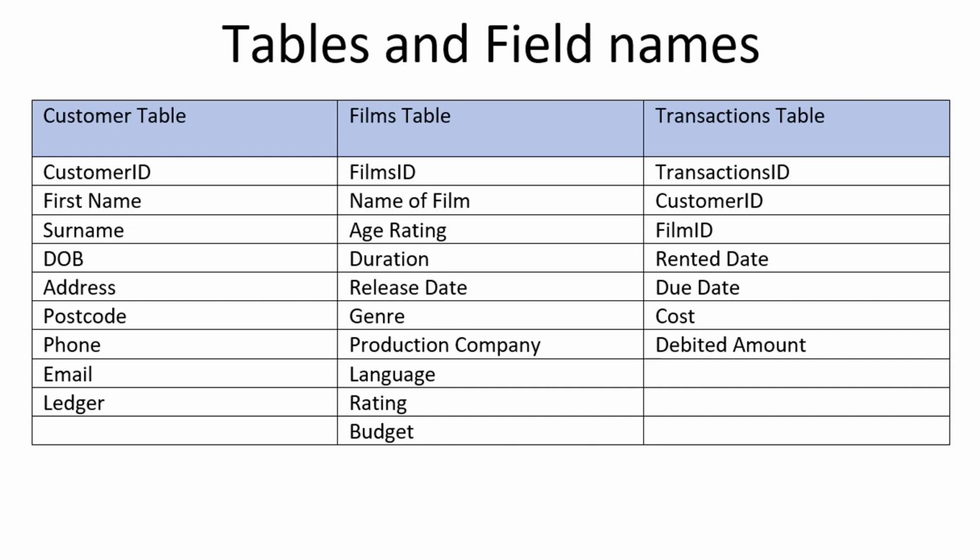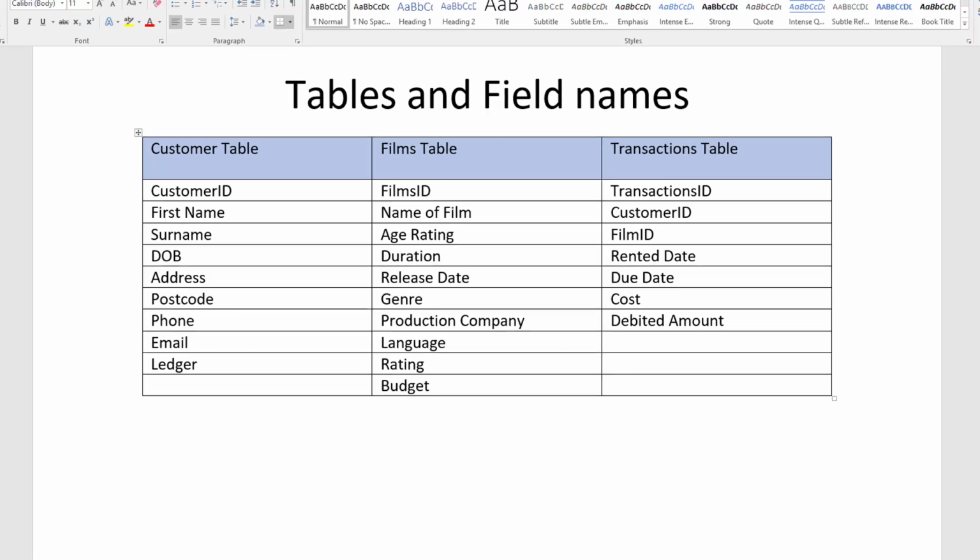Okay, so for this brief lesson, we're going to be looking at creating relationships. To do that, I'm going to quickly create two other tables. So we've already got our films table, and now we're going to quickly create a customer table with details about customers and a transactions table to record the transactions that they have. I'm going to quickly zoom through that while you watch.